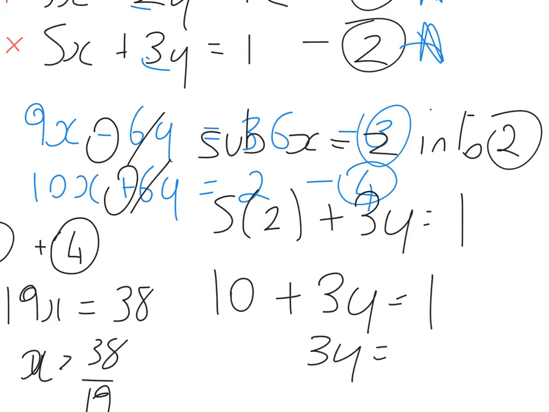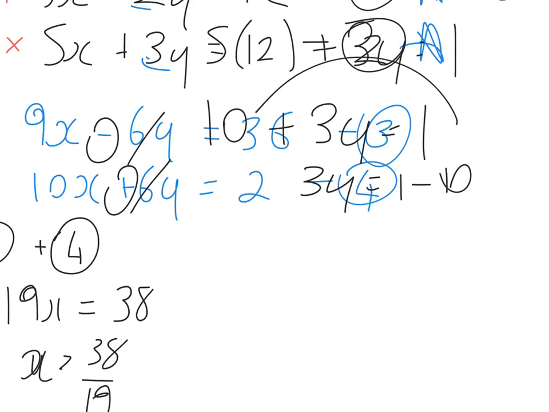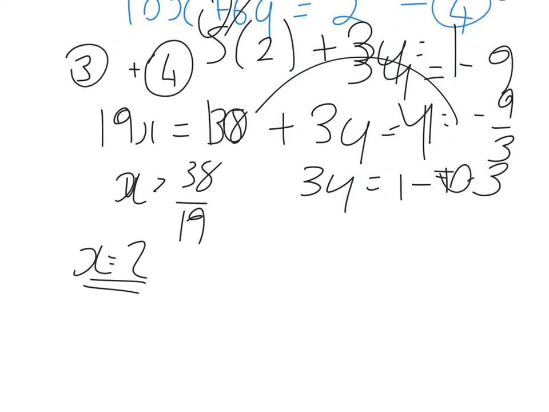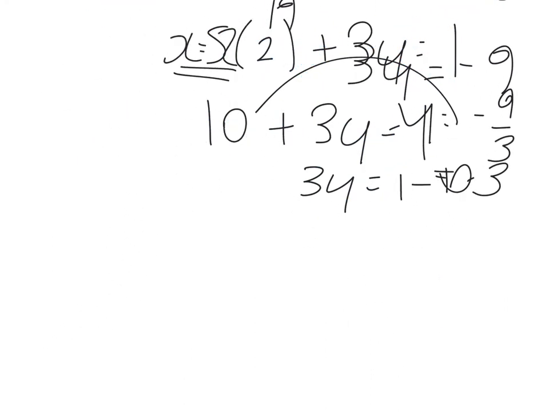3y equals 1 minus 10. 3y equals minus 9, and y is equal to minus 9 over 3, and that's minus 3. So I get x equals 2, y equals minus 3, point of intersection 2, minus 3.